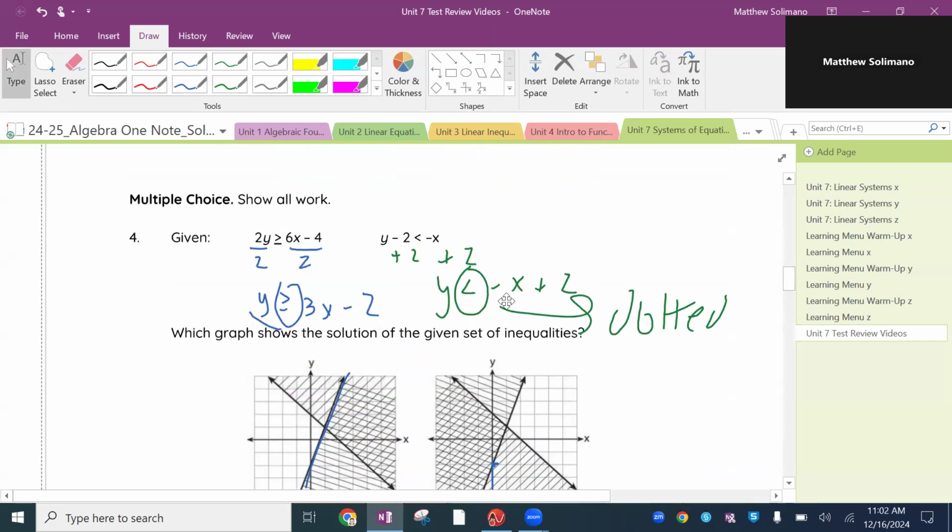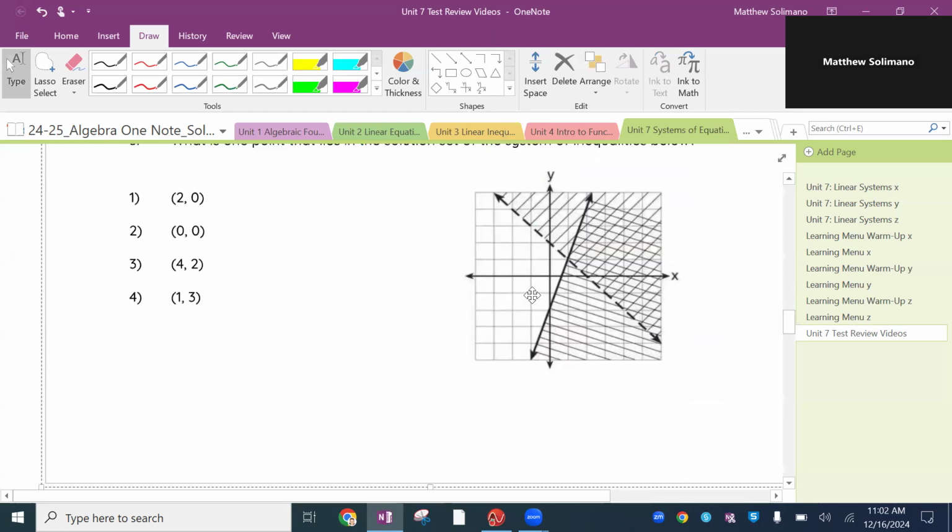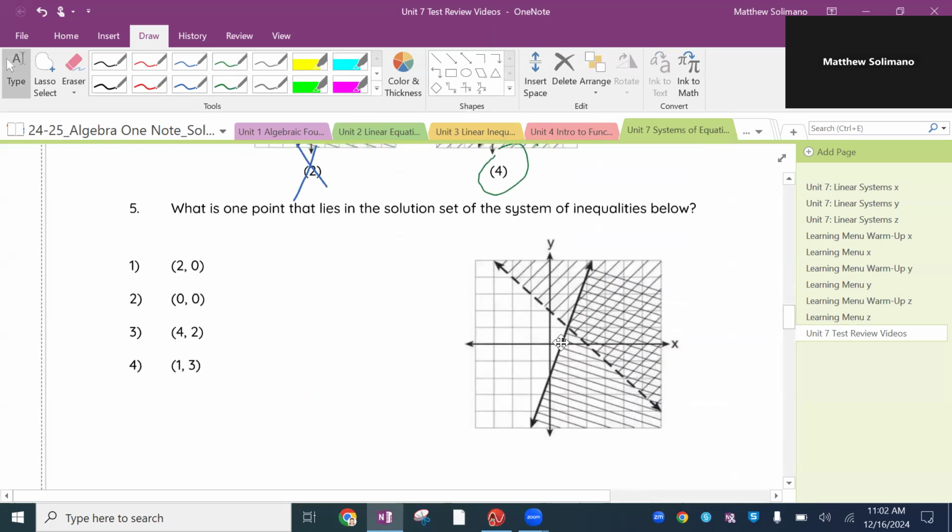So I just wanted to check both, get them in y equals mx plus b. All right, so what point is in the solution set below? We're just going to graph these points, and remember the solution set for a system of inequalities is where both of them cross.